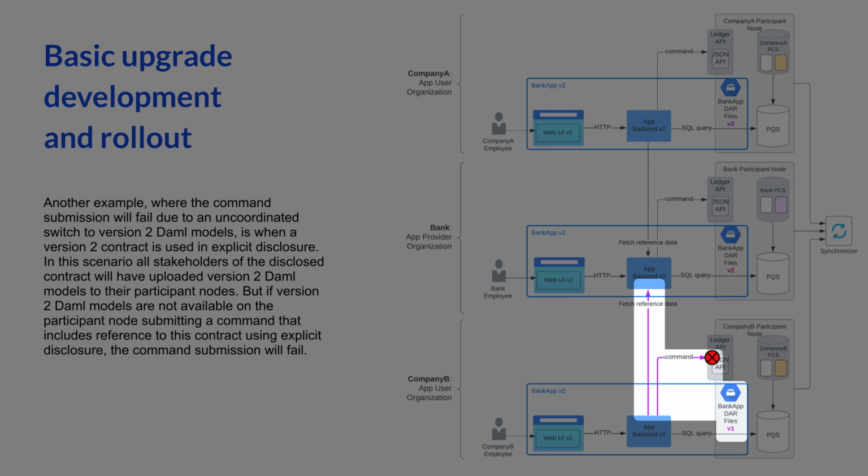Another example, where the command submission will fail due to an uncoordinated switch to version 2 Daml models, is when a version 2 contract is used in explicit disclosure. In this scenario, all stakeholders of the disclosed contract will have uploaded version 2 Daml models to their participant nodes. Otherwise, the version 2 contract couldn't be created. But if version 2 Daml models are not available on the participant node submitting a command that includes a reference to this contract using explicit disclosure, the command submission will fail.